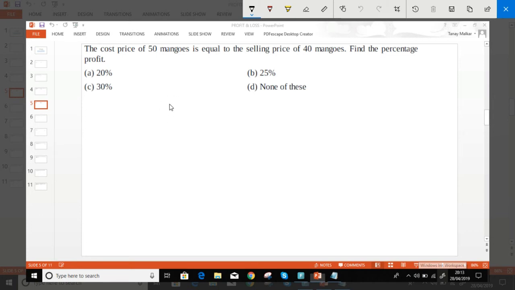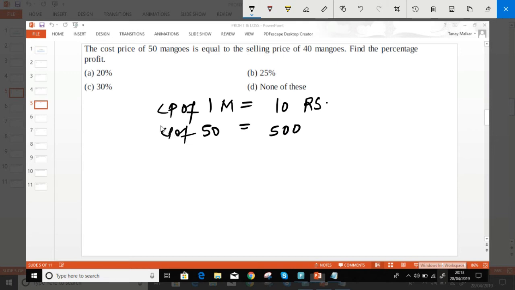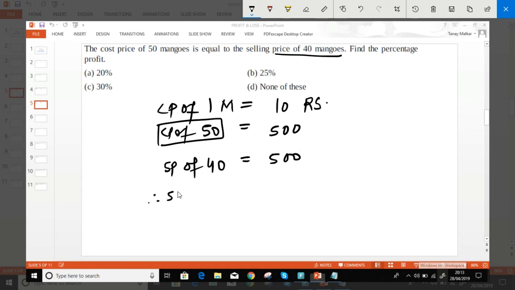Okay, so the cost price of 50 mangoes. In such a question you have to start by assuming the cost price of one thing, one article, one mango, anything. So the cost price of one mango, be it 10 rupees. So the cost price of 50 mangoes becomes 500 rupees. Now understand, the cost price of 50 mangoes is equal to the selling price of 40 mangoes. So just replace the left hand side: the selling price of 40 mangoes is equal to 500 rupees. Therefore, the selling price of one mango will be equal to 500 divided by 40.